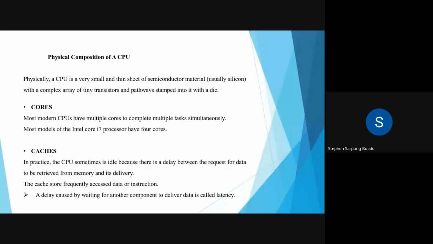So we first start with a core, right? Most modern CPUs have multiple cores to complete multiple tasks simultaneously. So a core is like different parts in the CPU, right? Each core handles its own tasks independently.